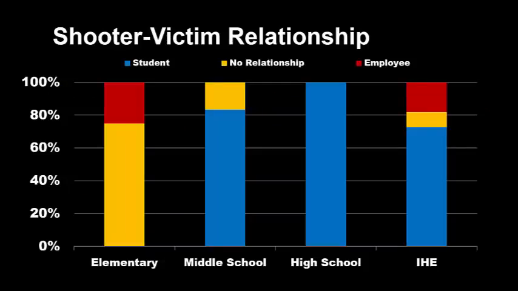This graphic shows the relationship between the shooter and victims. We captured 3 main relationship types: students, represented in blue, employees in red, and shooters with no relationship to the attack location in yellow. As seen here, elementary schools were generally attacked by shooters with no direct relationship to the school. However, as seen with middle and high school locations, as the age of the students increases, so does the percentage of attackers that are students. Institutions of higher education were the only places to experience shooters from all 3 relationship types.